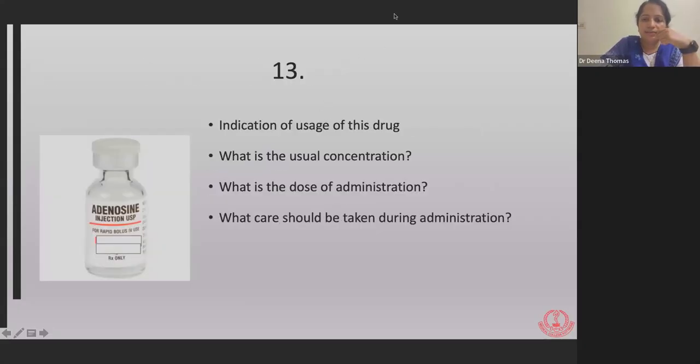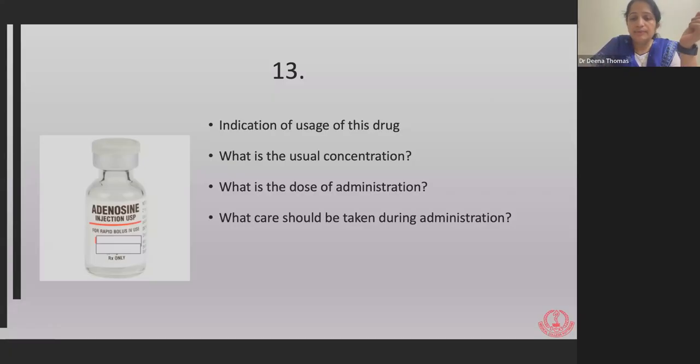Next is adenosine. What is the use of this drug? What are the usual concentrations? What is the dose of administration? What care should be taken? SVT, that is supraventricular tachycardia, everybody has told. What is the usual concentration? Still waiting for the answers. It is 3 milligram per ml, or 6 milligram per 2 ml. That is, you get a 2 ml vial, which is 6 milligram per 2 ml.